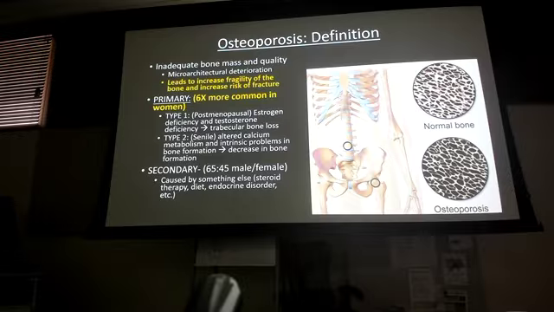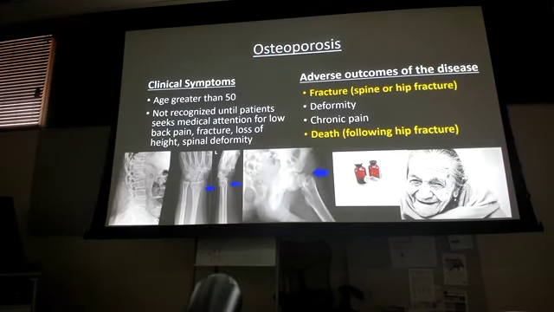You see the gaping areas of the bone there? Okay, that's osteoporosis. So, you have time. Clinical symptoms, age greater than 50, sure. Do you necessarily have those endocrine imbalances at a younger age? Not necessarily, unless the patient has a history of early menopause.